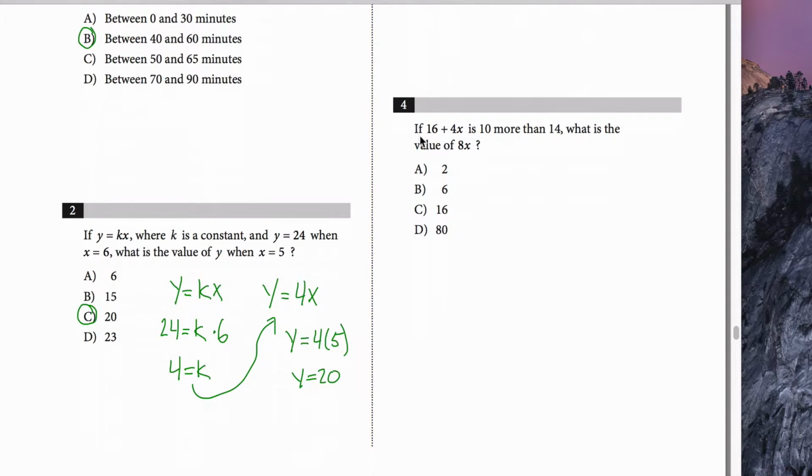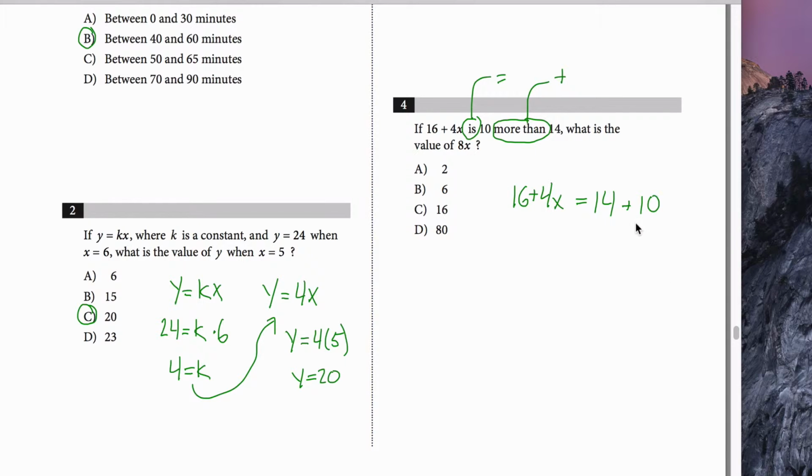Number 4. If 16 plus 4x is 10 more than 14. Okay, some key words here. When you have these kind of word problems that have to do with math, "is" typically going to mean equals. "More than" is going to mean plus. So when you read this, you've got 16 plus 4x is 10 more than 14. So I want to take the 14 and then I want to add 10.